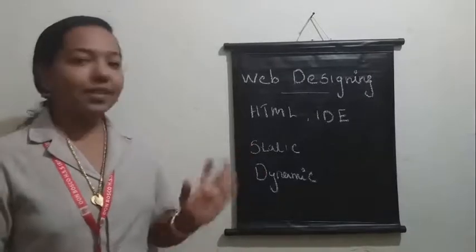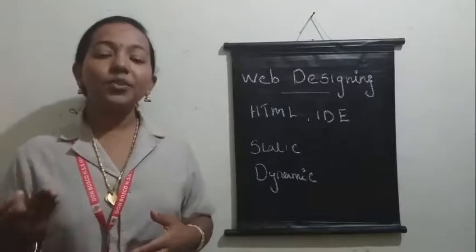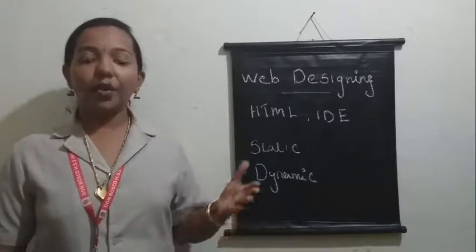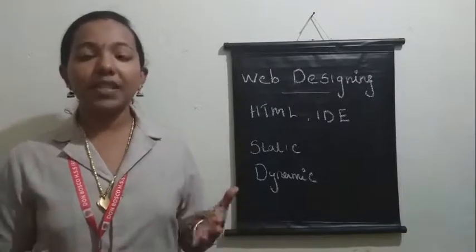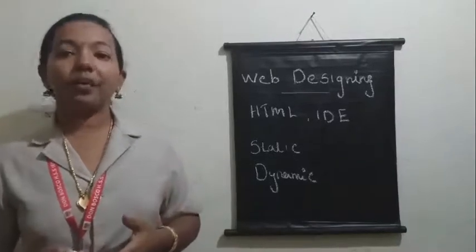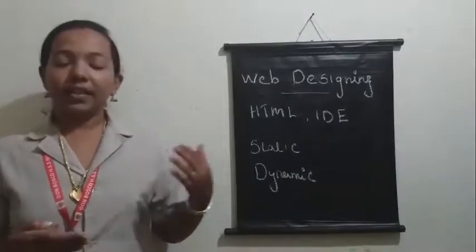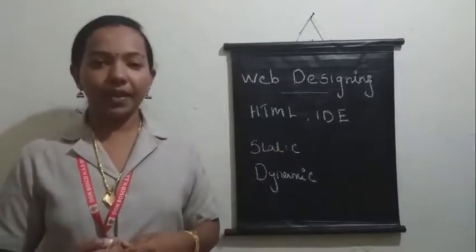Then the second one, the dynamic web page. A dynamic web page means that according to the request, the layout of the web page changes, because it is directly connected with the web server or server computer. With the help of a picture, I will explain how static and dynamic web pages execute.